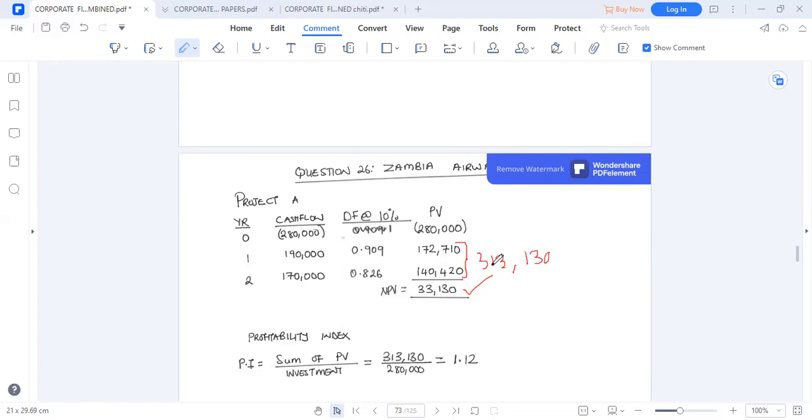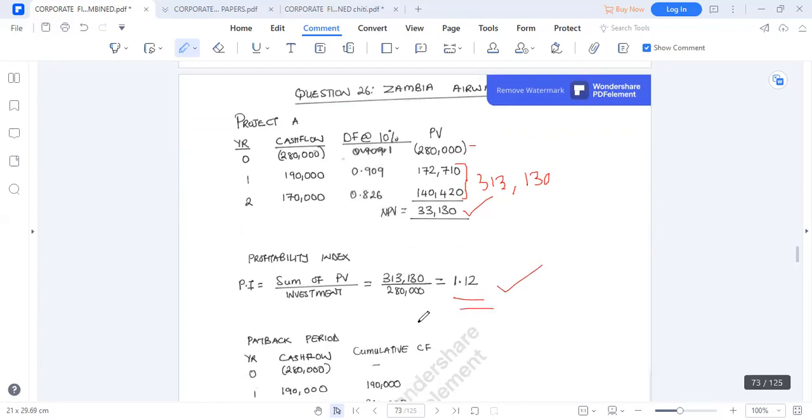So we're going to divide this by the initial cash. Profitability index is the sum of the present values over the investment. So 313 over 280, here we get 1.12. And the criteria for profitability index is that it should be higher than what? 1. Criteria for NPV is that it should be positive. So far, the picture here looks good.